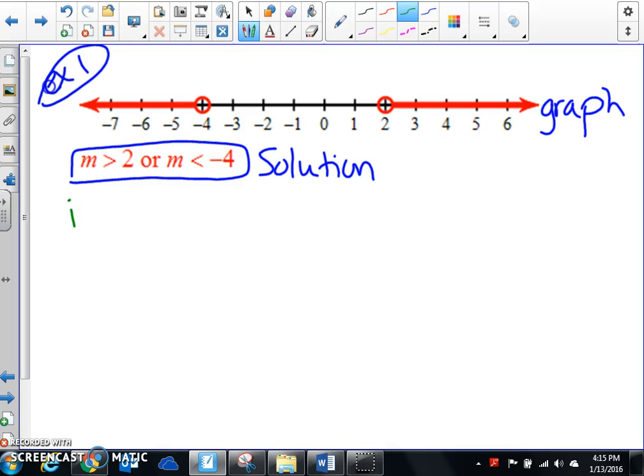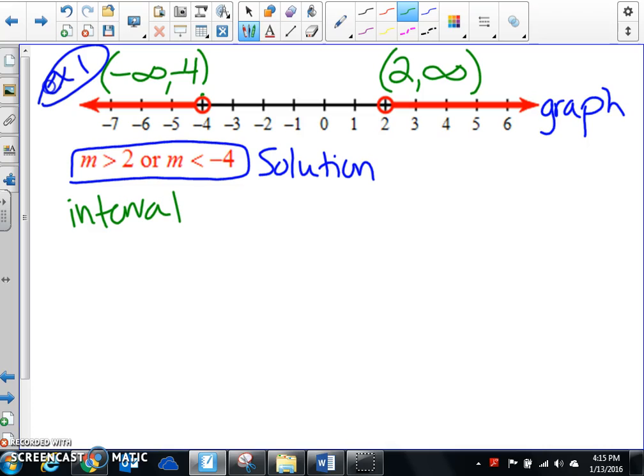So my interval notation, remember, interval is the one with the infinities. I start with this dot, okay? So I start with that dot. It's a parenthesis because it's an open circle at -4, and then it's all going towards negative infinity. Over here, it's an open circle, so it's a parenthesis again, starting at 2, going towards positive infinity. So I have those two.